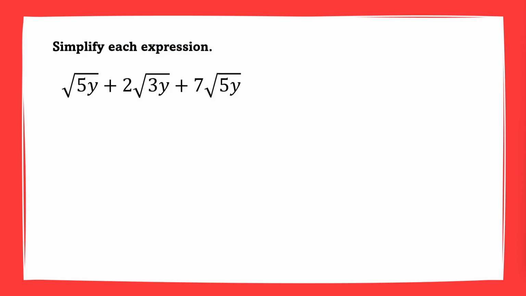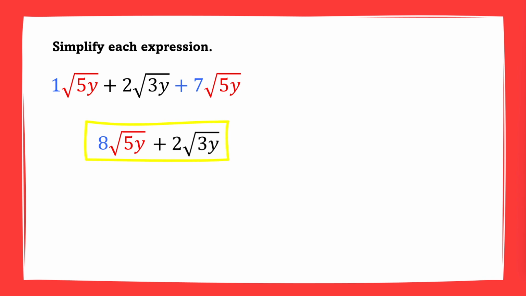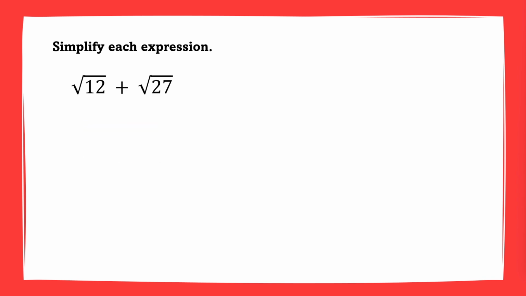Let's simplify this expression by combining like radicals. Notice that these two terms have the same radicand, 5y. Therefore, we can combine their coefficients, which are 1 and 7, to get 8 root 5y. Since there are no more like radicals, we simply bring down the remaining term, and this is the expression in simplest form. How about this expression?